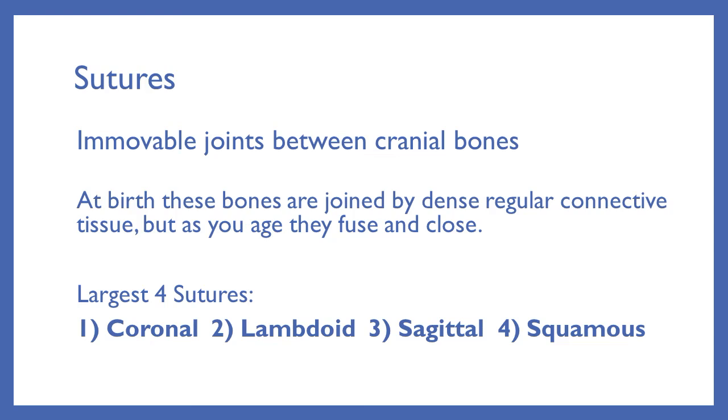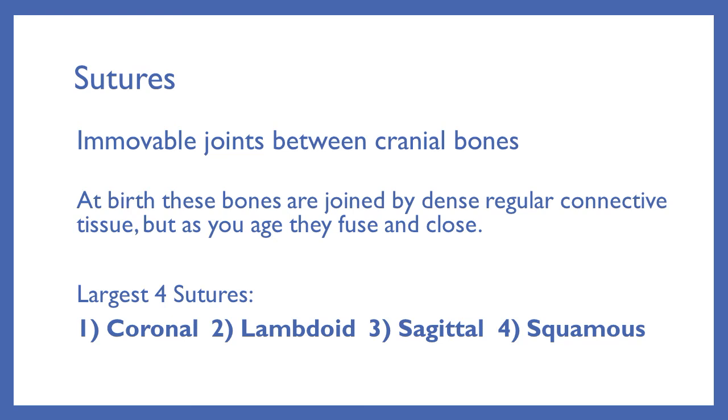With your skull, you really don't want these bones moving around. They're cradling the brain, they're protecting it, and even though we have joints, which is where those two bones connect, we do not want movement. The only movement in your entire skull should be your mandible, your jaw. So instead of having a typical bone joint that allows movement, we have joints called sutures. These are immovable joints between your cranial bones. At birth, these bones are joined by dense, regular connective tissue, but as you age, they fuse and close.